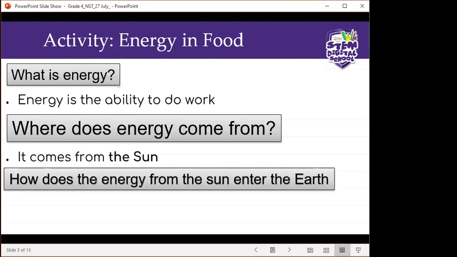Okay, next question. How does the energy from the sun enter the earth? If you had listened very carefully, I believe it was Zoe who gave us the answer to this question. How does the energy from the sun enter the earth?